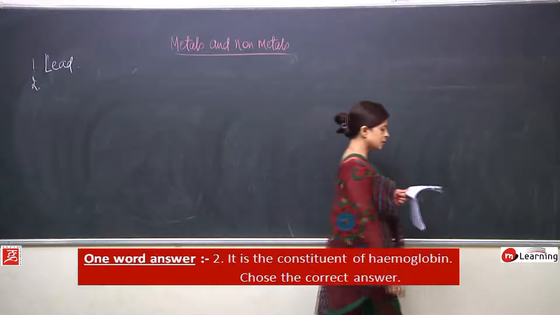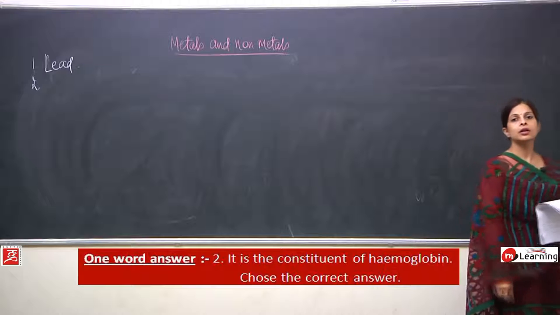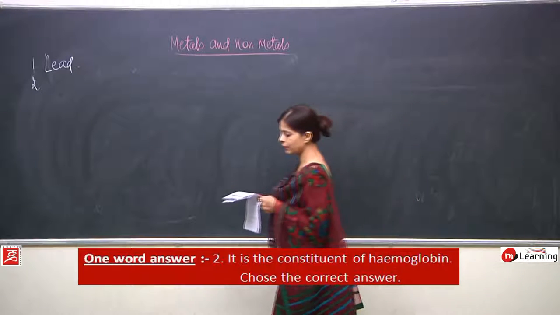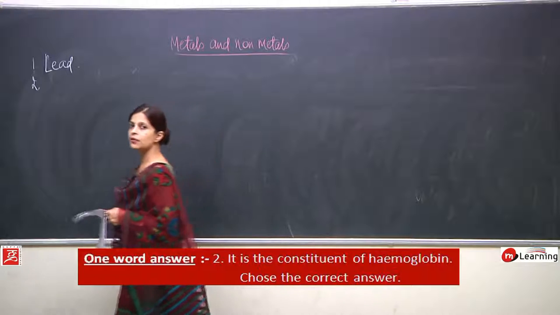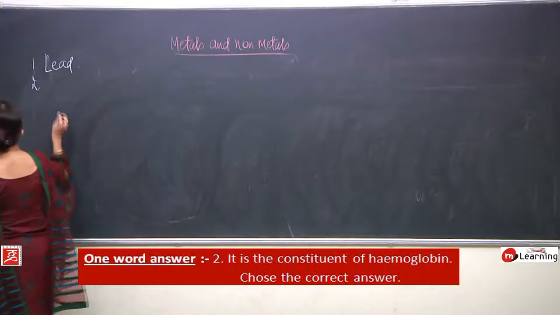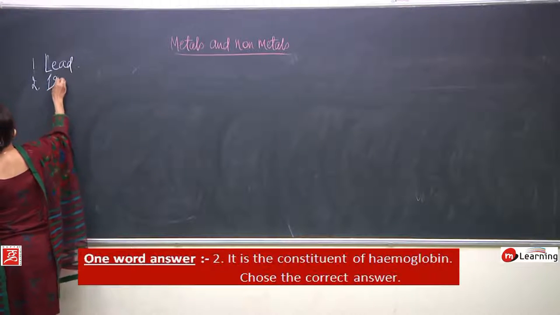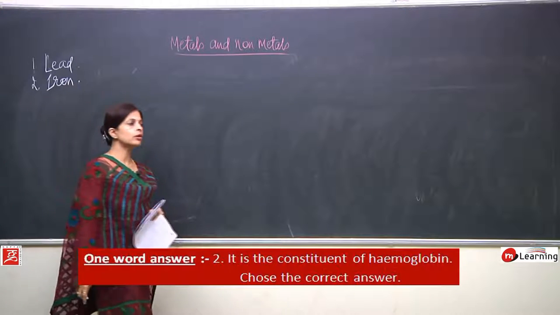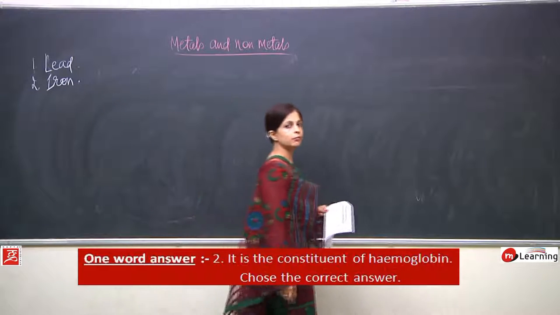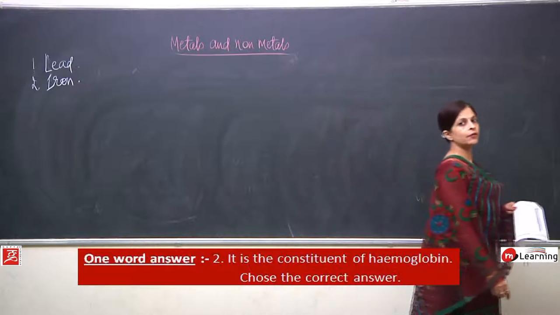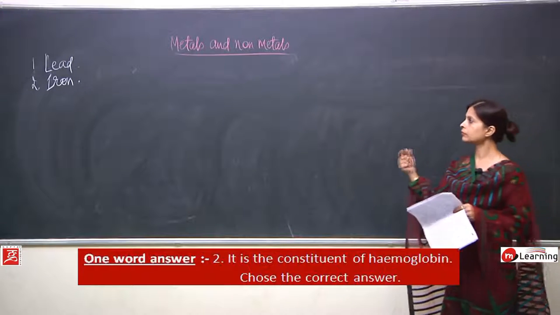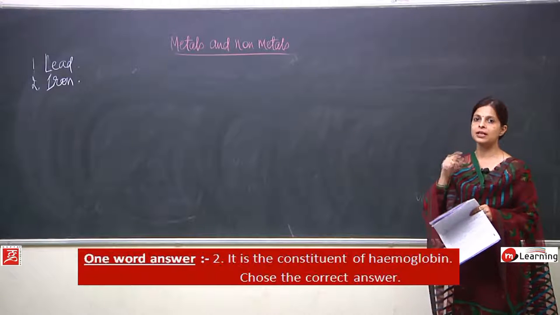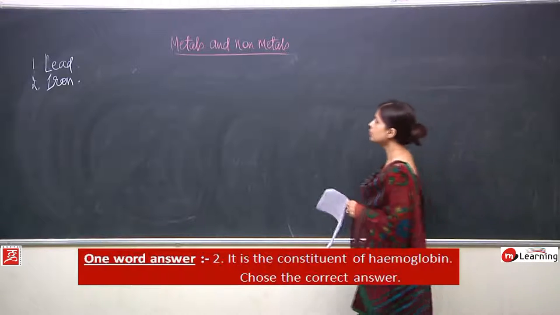it is the constituent of hemoglobin. Everybody knows hemoglobin. I will read it once again. It is the constituent of hemoglobin. So what is the constituent of hemoglobin? It is iron. Four iron molecules are attached when we talk about one hemoglobin molecule.